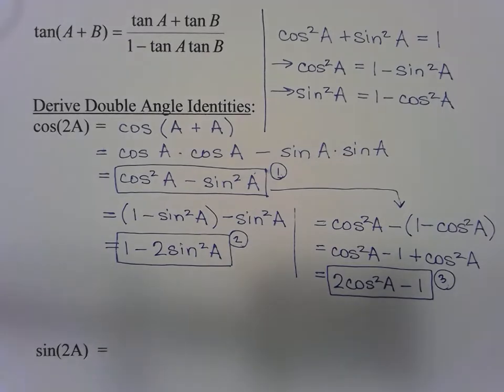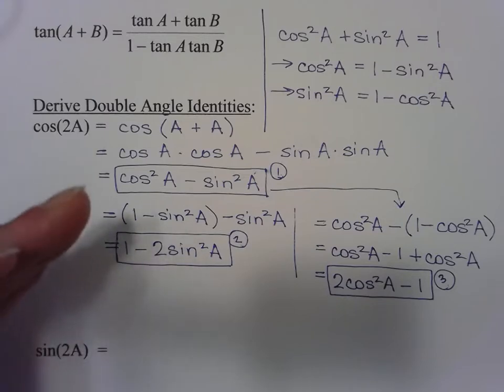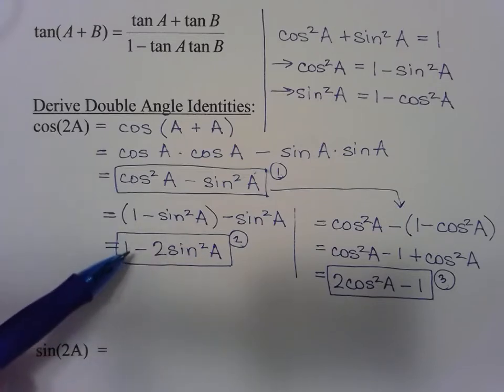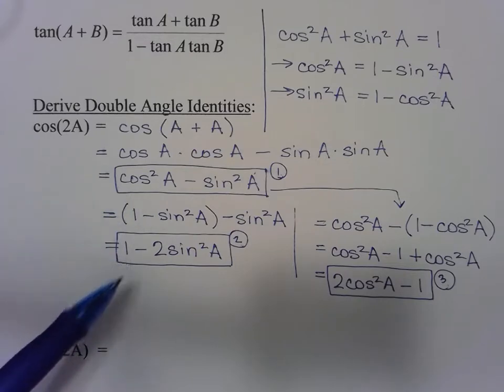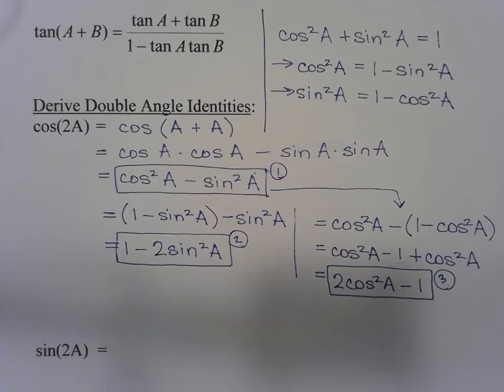Okay, so the cosine actually has 3 different versions of the double angle formula. Sometimes that's convenient because if we're verifying or proving an identity, we don't have to do this in the middle of our work. We already have it done for us by having these 3. And sometimes one of these will fit the situation a little bit better than the other, and that should help us out a lot.